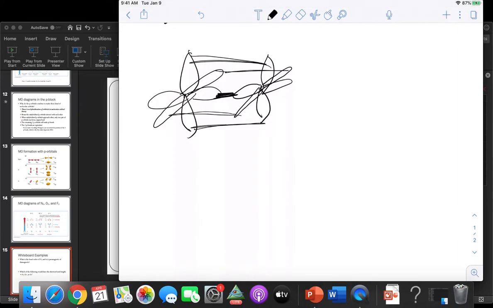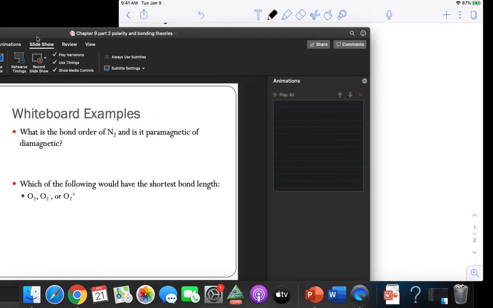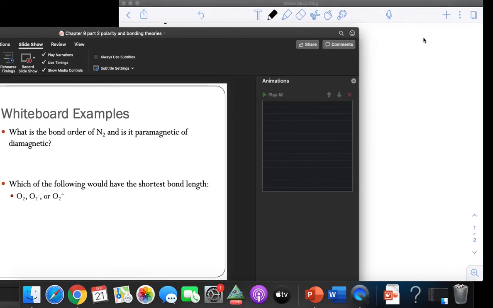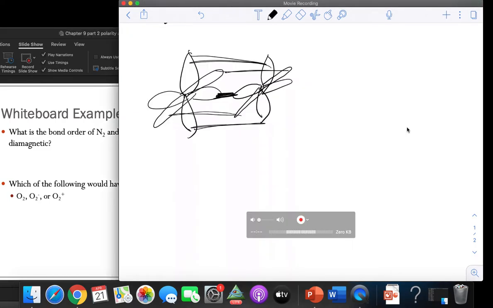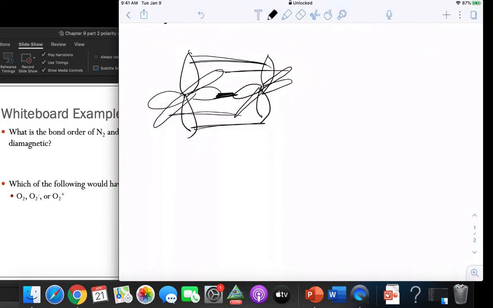So we're going to take a look at, for our whiteboard example here, the first one. It doesn't have the MO diagram listed, so it wants us to figure out the bond order of N2 and figure out is it paramagnetic or diamagnetic. So what we want to do is draw an MO diagram for it. So here we go.